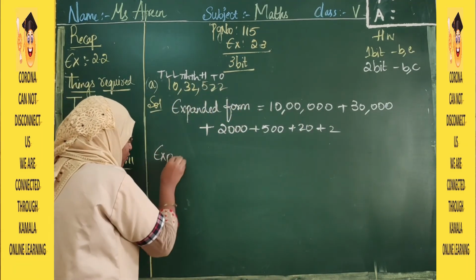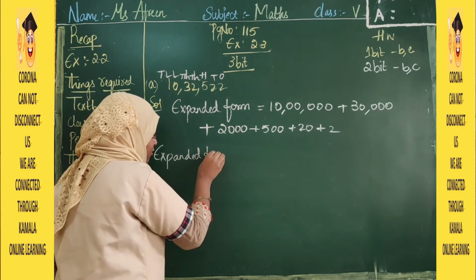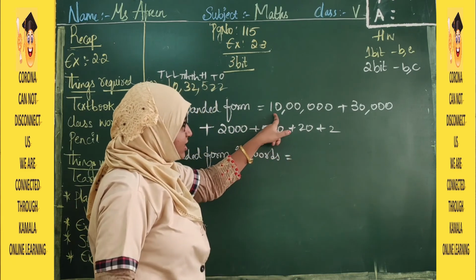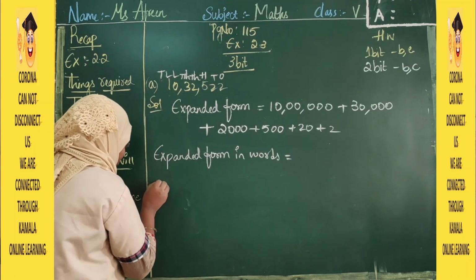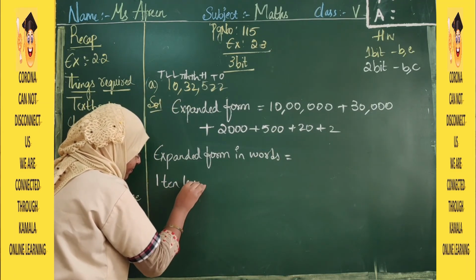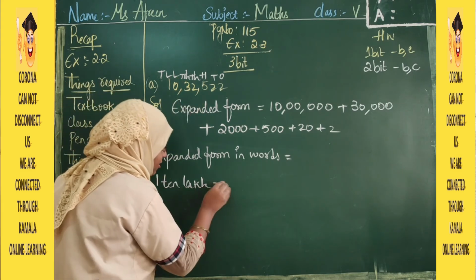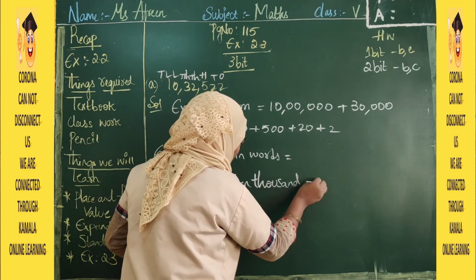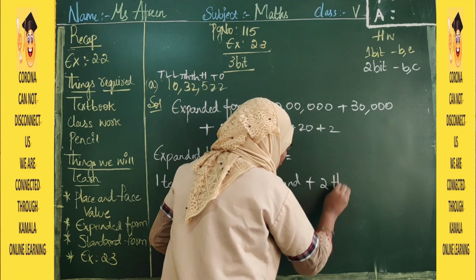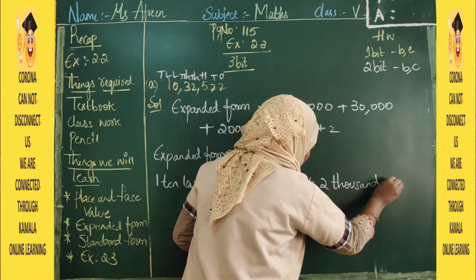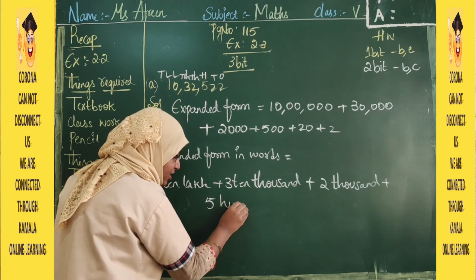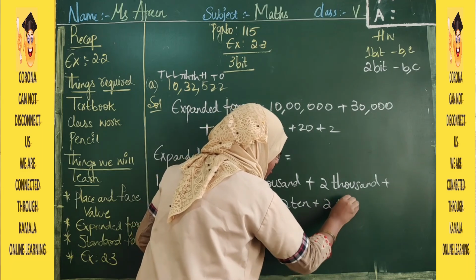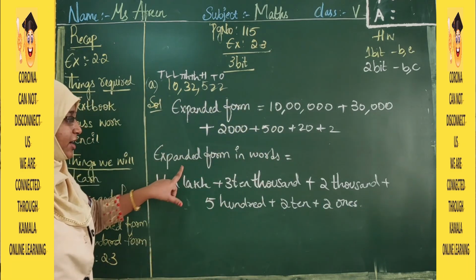And expanded form in words. In words means we are just going to write what it is. Now here 1 is at 10 lakhs place. So what we will write? 1 in 10 lakh. Lakh place is not there. Next is 3 in 10,000 plus 2 is at thousands place. So 2,000 plus 500, 20 plus 2 ones. This is how we are going to write expanded form and expanded form in words.